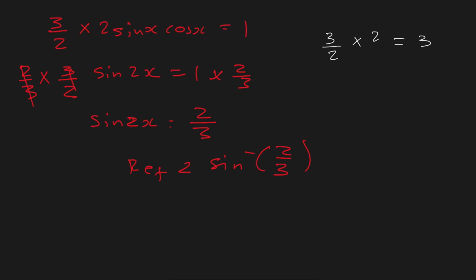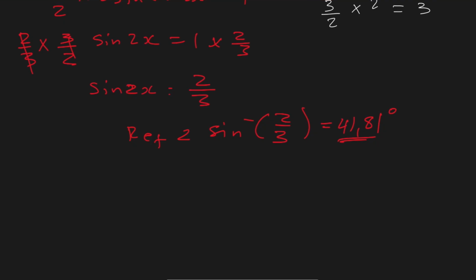So if we apply the second function of sine, 2 over 3, the angle that we get is equivalent to 41.81 degrees. So this is our reference angle. So now that we have our reference angle, we're going to look at what? At our quadrant. So we're going to look at where sine is positive. So now sine is positive on the first quadrant and on the second quadrant.